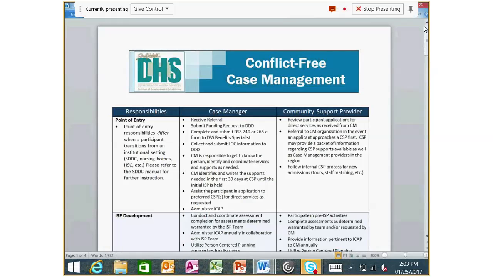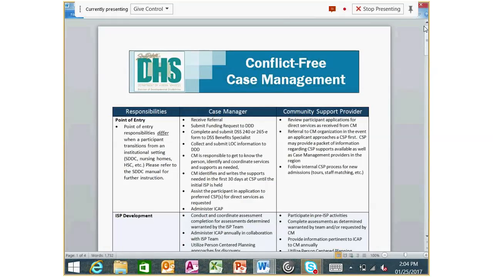Okay, the role of the community support provider at the point of entry, where typically families and participants might be coming directly to a CSP to learn more about services. At that point of entry, the CSP's role is really, if that's the first conversation a person or their family has had with our system, they should be referring to a case management organization and giving them the information for the case management agencies available within that region.